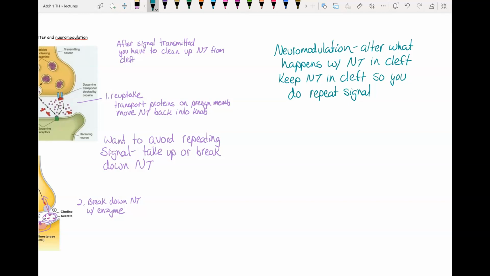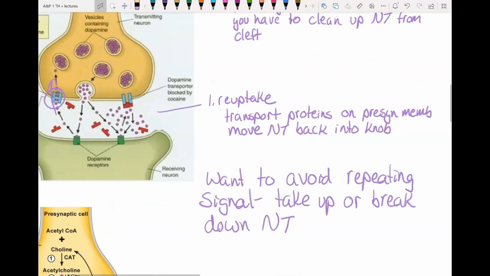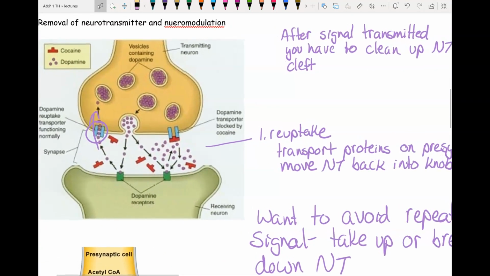So an example of this is cocaine. You can see in this picture, cocaine has been added. Cocaine are these red things here. Here is that transport pump that will do reuptake of dopamine. Cocaine, notice, blocks this.